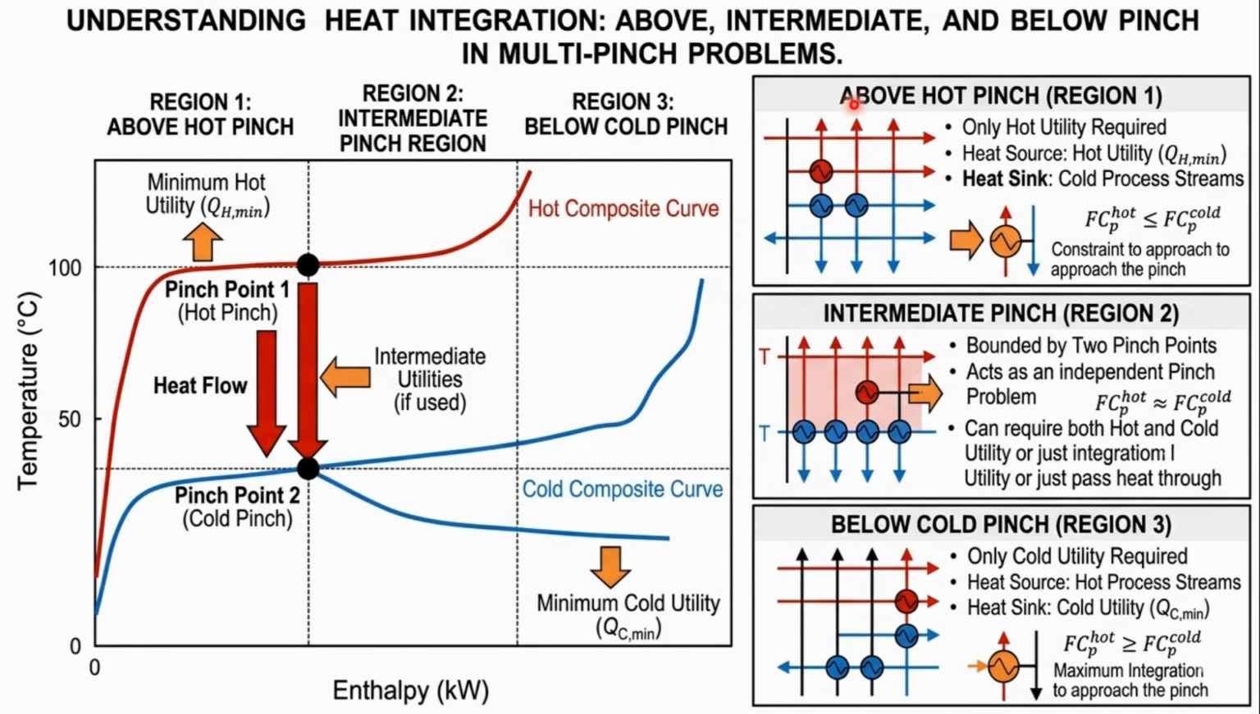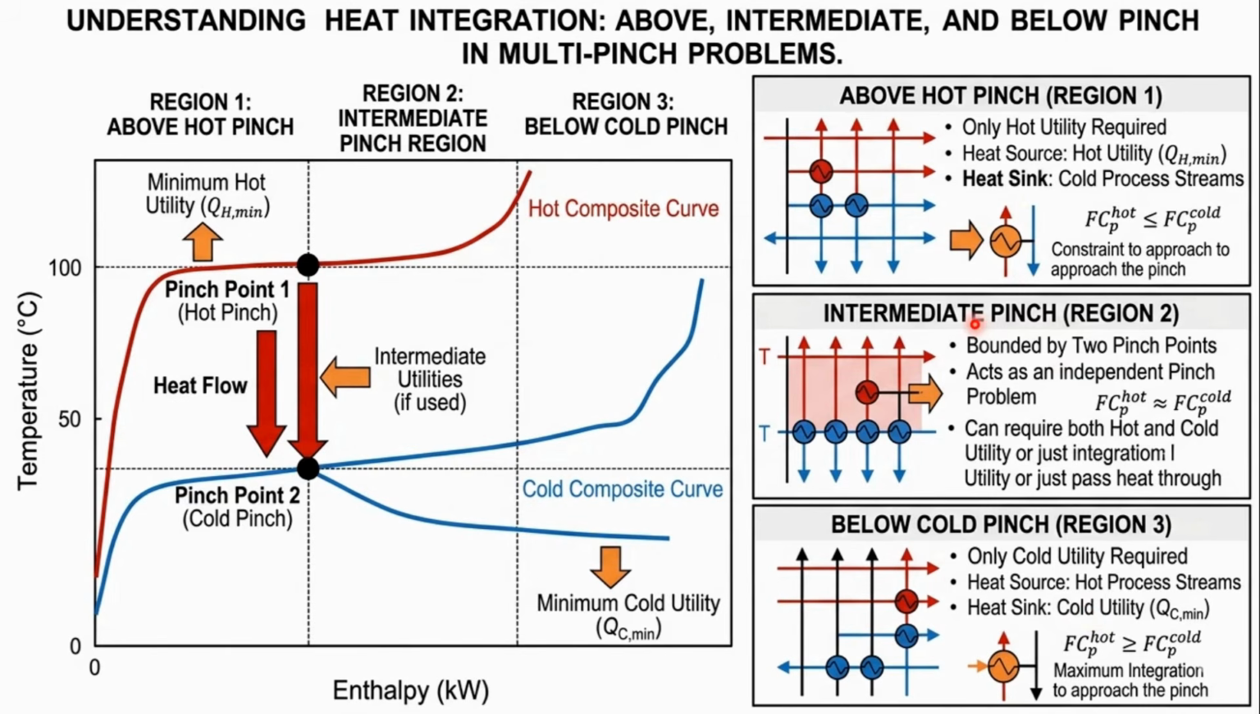If we look at one by one, above hot pinch, we obviously require the hot utility. The heat source is hot utility. The heat sink is cold process streams. We have already studied that the number of hot streams and the Cp of hot stream should be less than or equal to those of the cold streams. If we go down to below cold pinch, only cold utility is required. The heat source is hot process streams, and here we have studied that the number of hot streams should be greater than or equal to the number of cold streams, and similarly the Cp of hot stream should be greater than or equal to Cp of cold stream. The heat sink is cold utility.